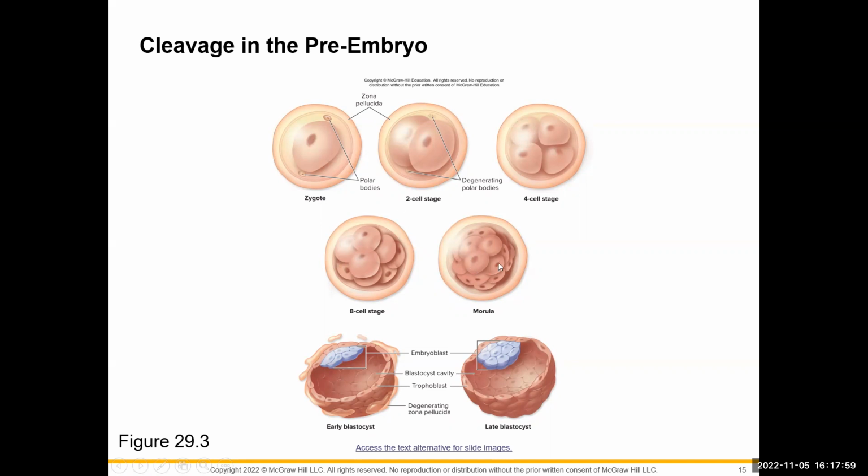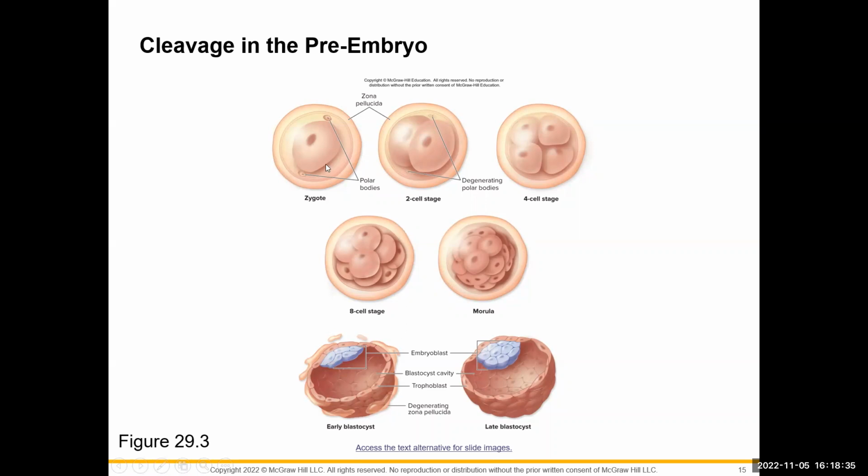Then we change the name and we call that the morula. And then the morula will start to develop a little cavity on the inside, and we call that the blastocyst. So you have this cavity here filled with fluid, that's the blastocyst cavity. Then you've got this ring of cells on the outside, and that's called the trophoblast. And then you have our embryoblast, and this is what is going to develop into the fetus eventually, AKA the future baby.